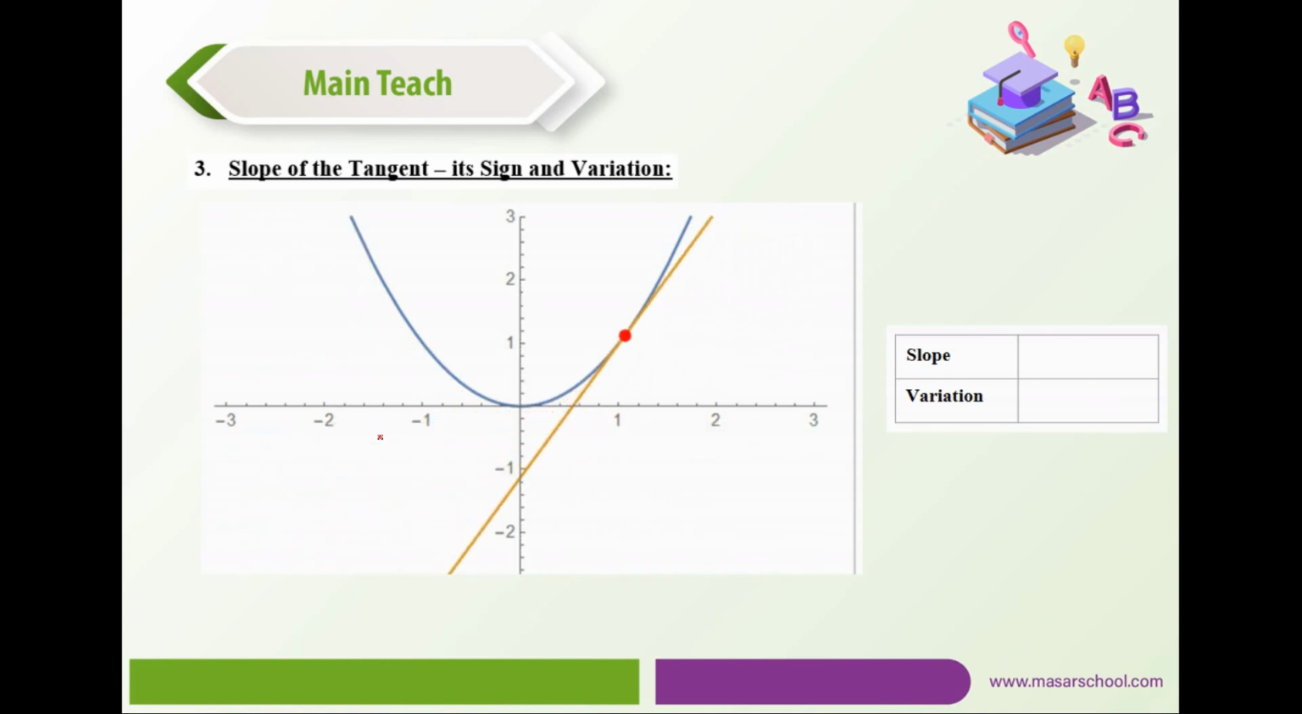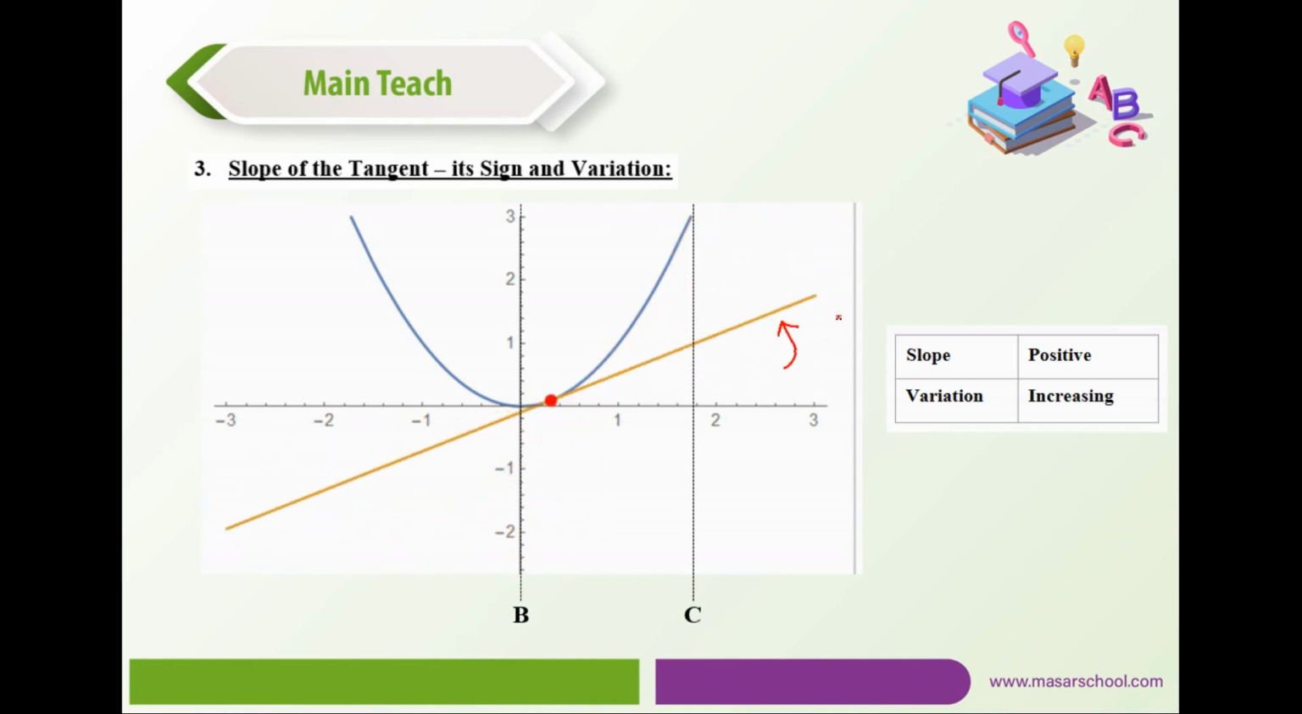Now, if you consider the other interval, which is BC, the line is pointing up, then the slope is positive. Now, what about the slope of a line? As if it's rotating in this way, which means that its variation is increasing.